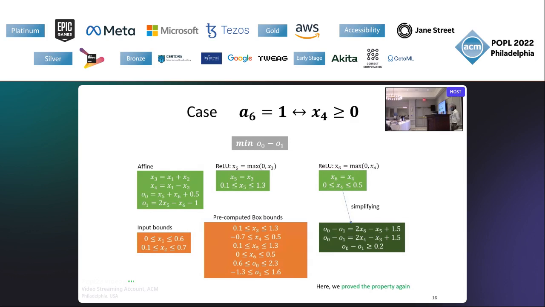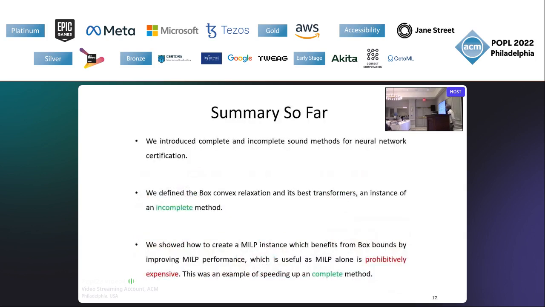So what you see is that the box analysis was losing precision because it did not track the relational information between the neurons, but now the MILP can track this information and actually prove the property that could not be proven before, right? So this is one of the methods that we have been using for complete verification. It scales reasonably well. Okay, so this is a big overview of the kind of primitive techniques that you can come up with for complete and incomplete verification.